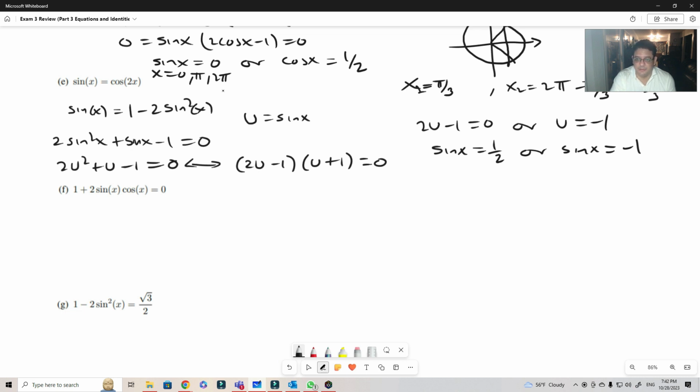So sine of x, if you remember your special angles, sine of x equals 1/2 occurs with pi over 6, and also occurs with 5 pi over 6. Okay, remember this is a y value that is positive, so that means that in the unit circle that is occurring in the first, and also in the second quadrant.